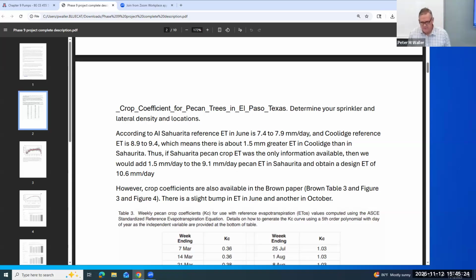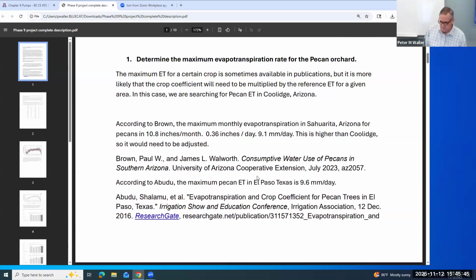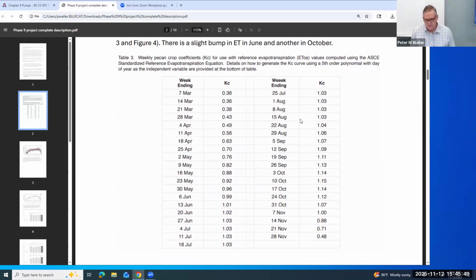So if we didn't have any crop coefficient, what we would do is multiply the 9.1 times 1.2, 20% more, and we'd get a design ET of 10.6 millimeters per day. But we do have crop coefficients. In that same paper by Brown, and here's the reference for it, he gives crop coefficients for each week.